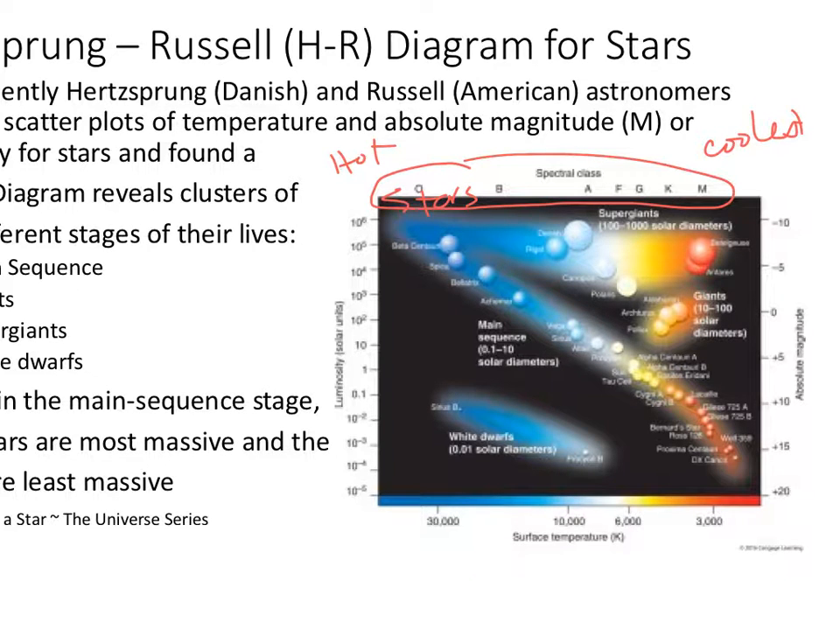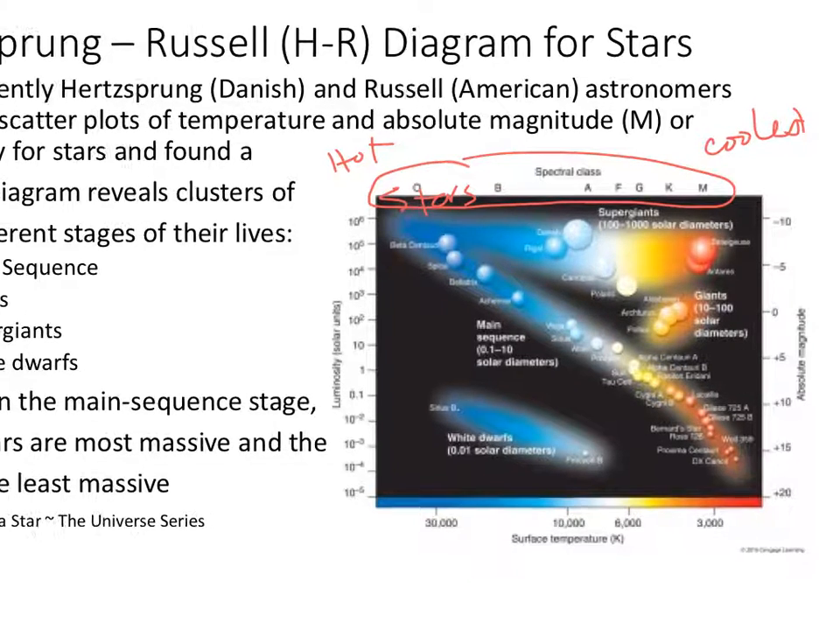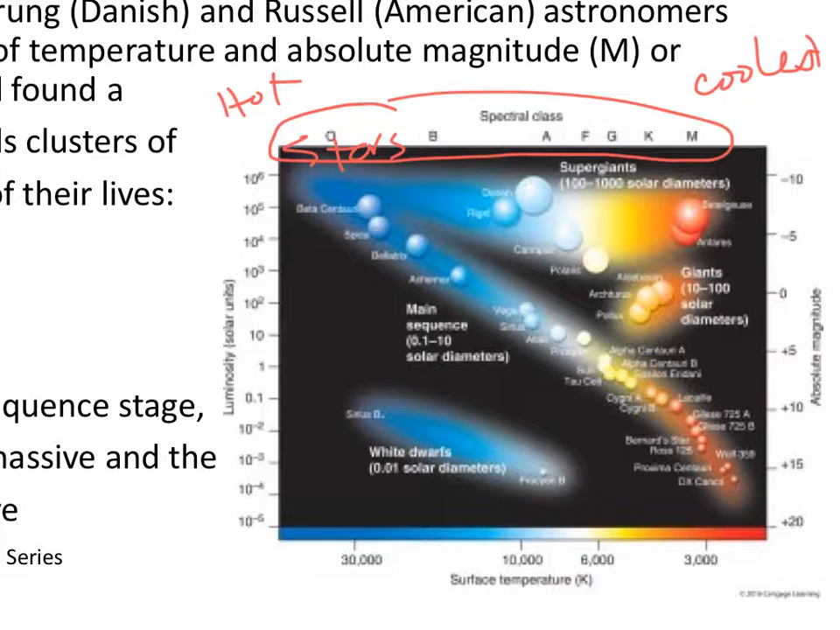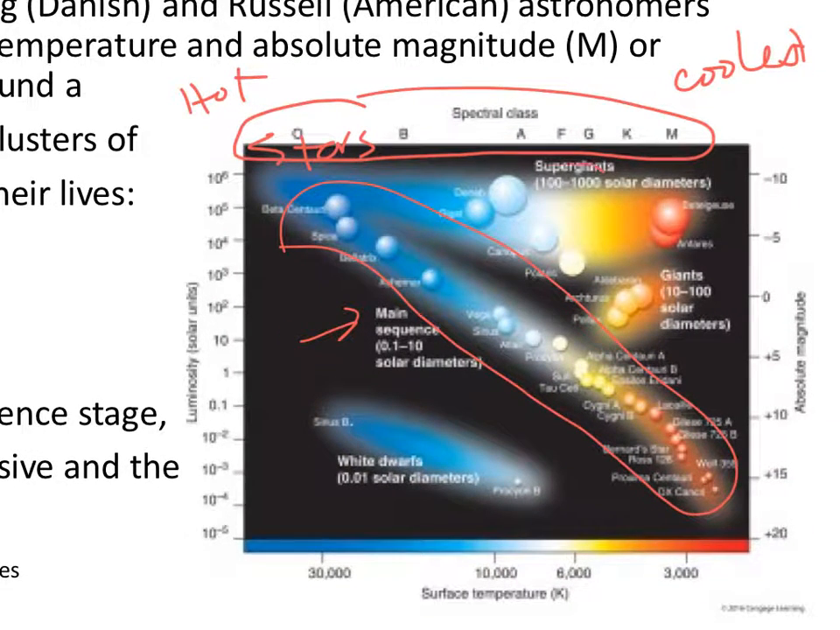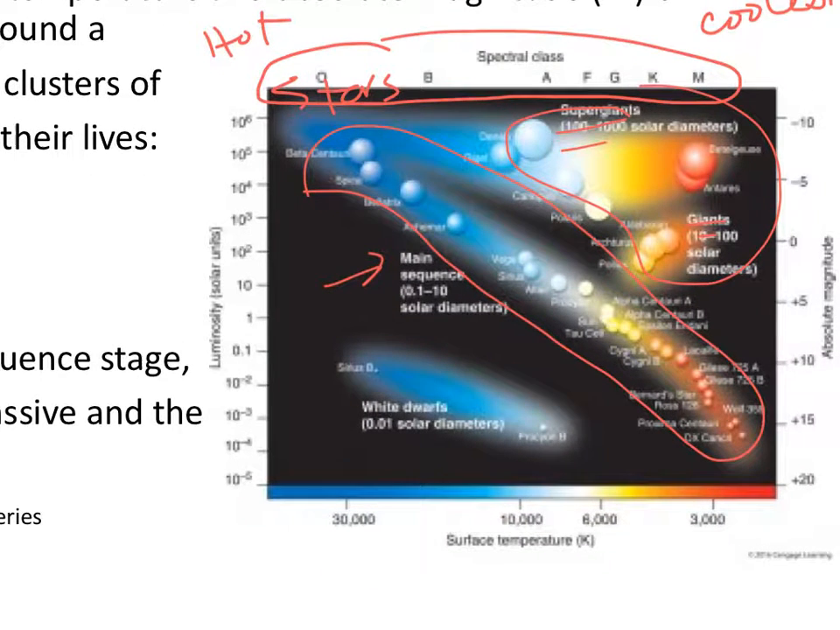And the thing about an HR diagram is we have 3 types of objects. We have a section right here. Those are our main sequence. And then we have a section right here. Those I generally call supergiants or giants or red giants. And then we have down here white dwarfs. So those are the 3 main sections.